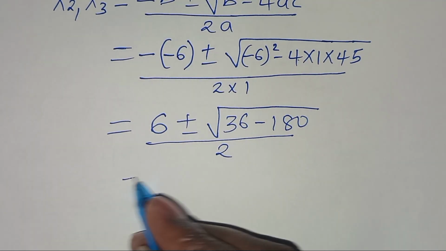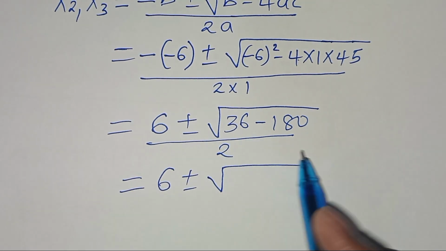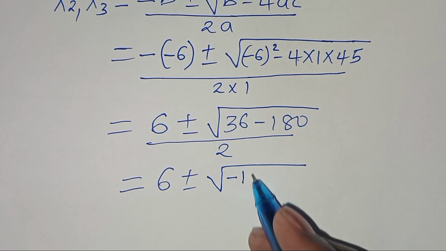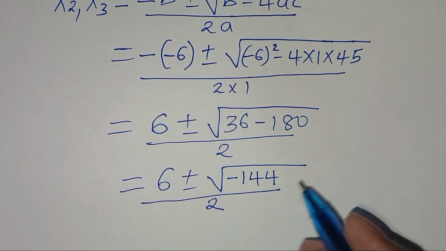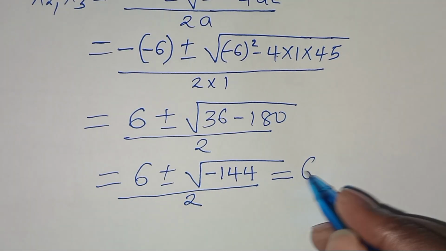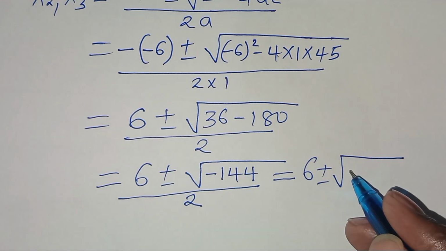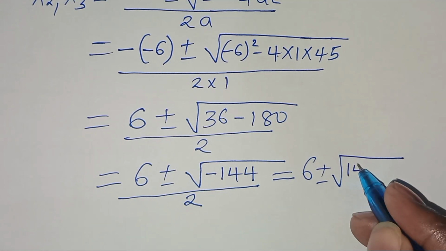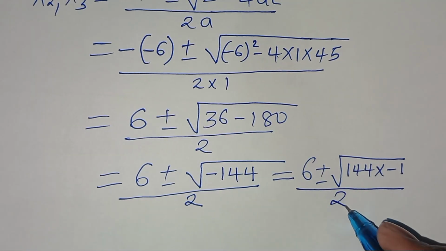The next phase here, we have (6 ± √(36 - 180)) / 2. This is (6 ± √(-144)) / 2. We can express -144 basically as 144 times -1, all divided by 2.